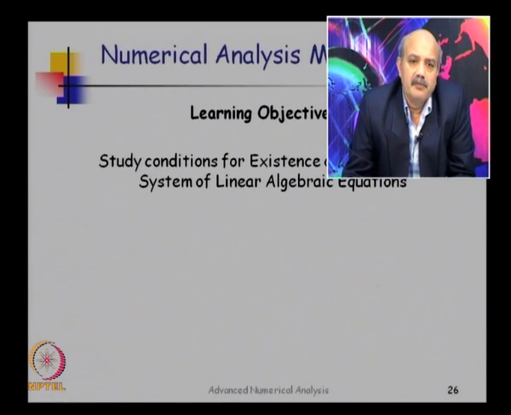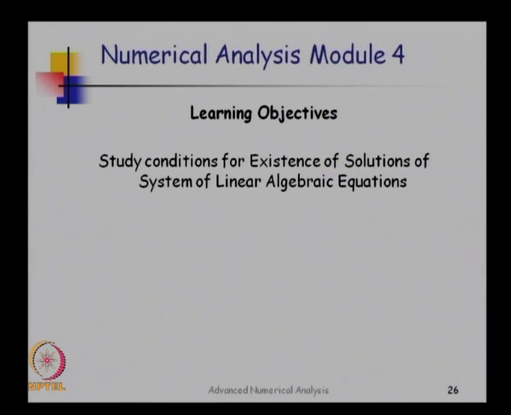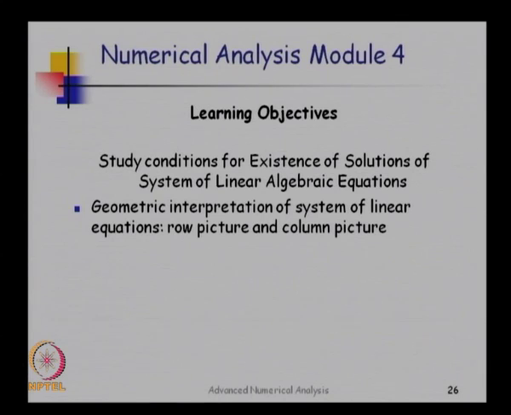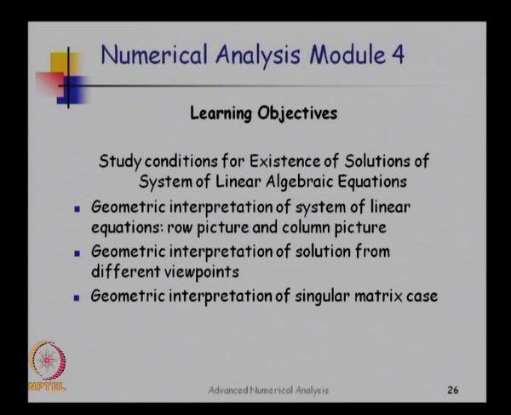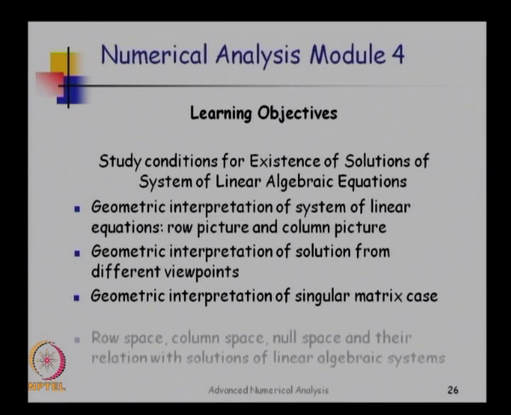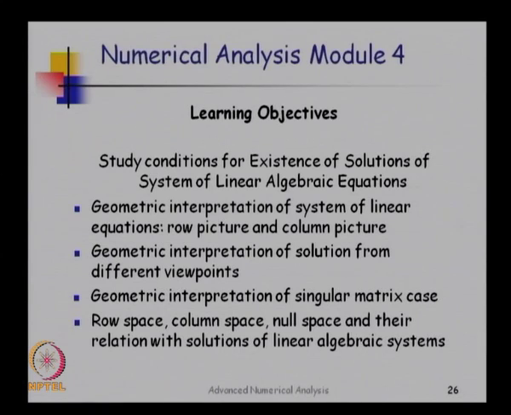So we will begin with the study of conditions for existence of solutions for linear algebraic equations. We move on to the geometric interpretation of the solutions, very, very important. So I will look at the problem through two pictures, a row picture and a column picture. We'll look at the solution from two different geometric viewpoints. We'll interpret the meaning of a singular matrix geometrically. And here, essentially, in the beginning, we'll just have some understanding of four fundamental subspaces associated with a matrix: row space, column space, null space, and left null space.